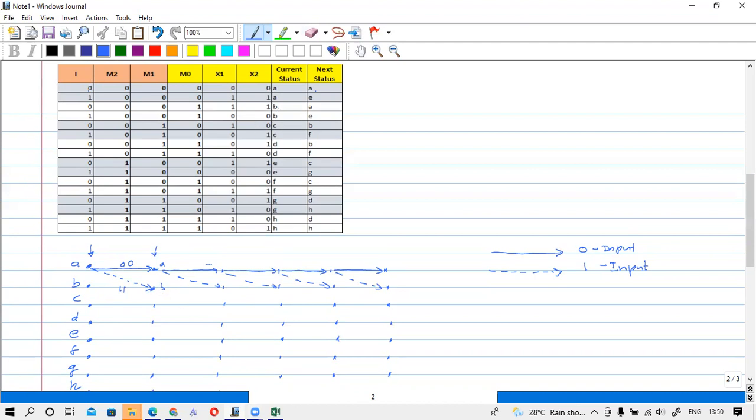So here, if the input is zero, the B state will move to A. Input is zero, so we will use a dashed line, and B will be moved to A. So this is A. These are A, B, C, D, E, F. So here also A, B, C, D, E, F. I'm sorry, that is not going to be, it is E, no?